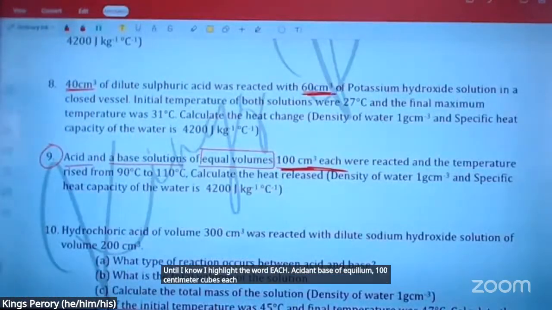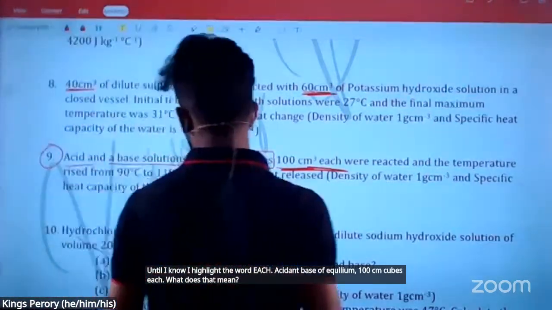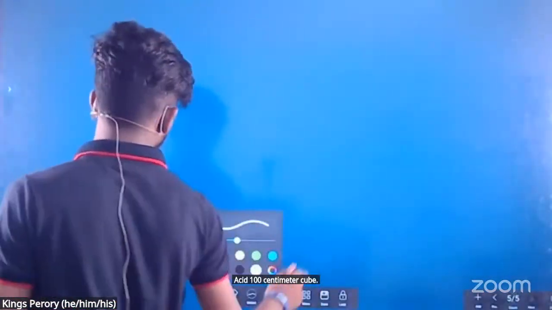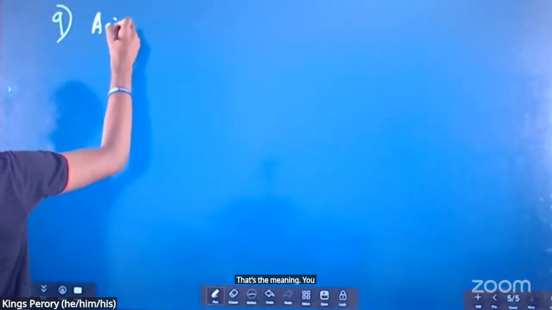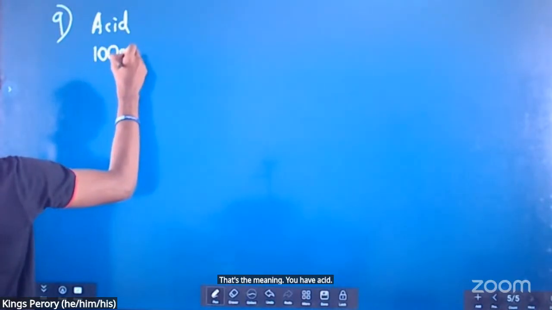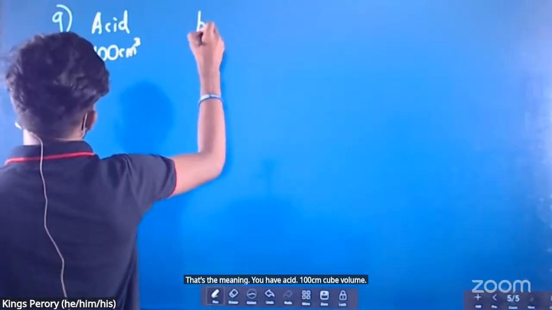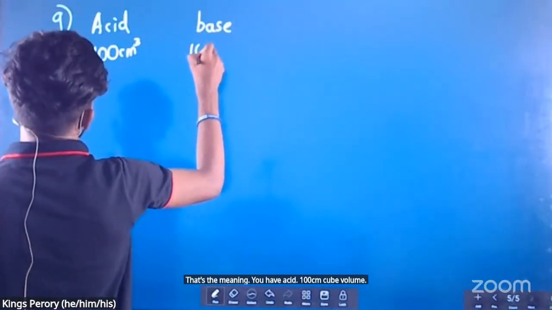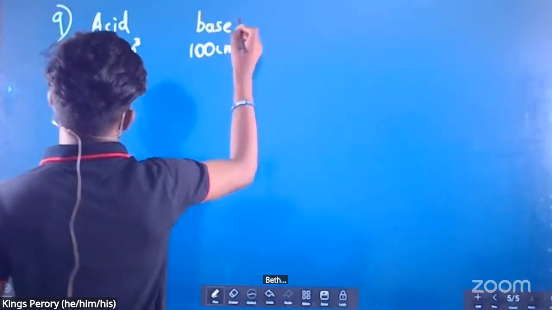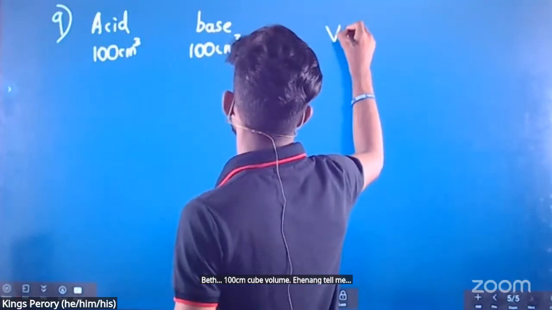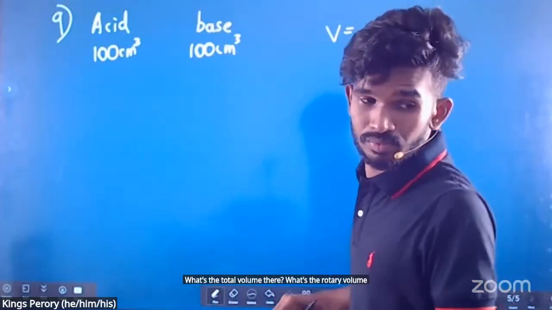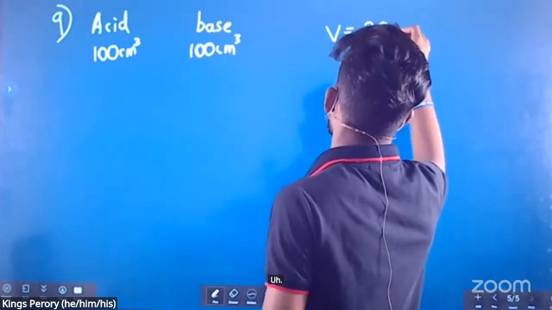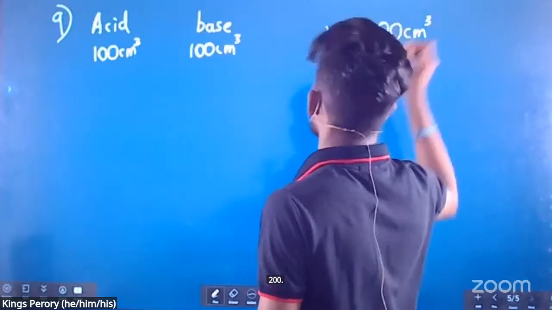Acid and base of equal volume, 100 centimeter cube each. What does that mean? Acid 100 centimeter cube, base 100 centimeter cube. That's the meaning. You have acid 100 centimeter cube volume, base 100 centimeter cube volume. Tell me what's the total volume there? 200 cubic centimeter.